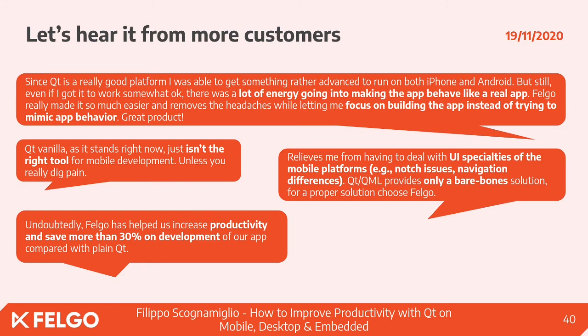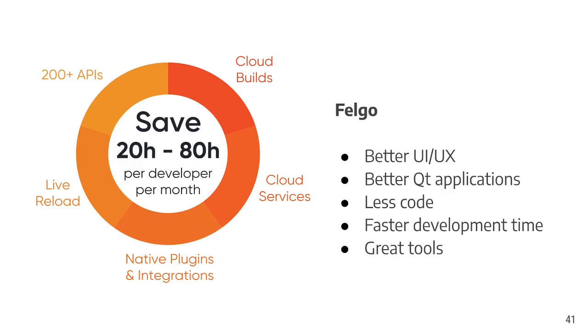There are even more comments. As you can see, there's this recurring topic of mobile platforms, so supporting all the different nuances of each platform and having the right tools which are going to increase your productivity. At the end of the day, all the savings that Felgo provides will pile up, and we estimate them to account around 20 to 80 hours per developer per month.